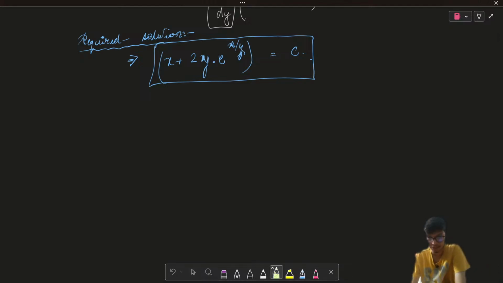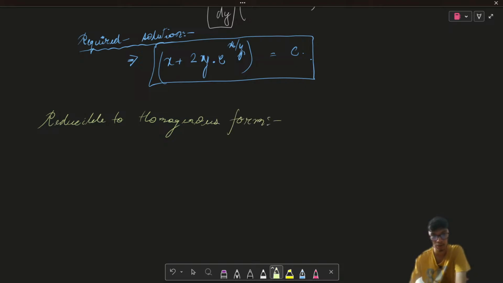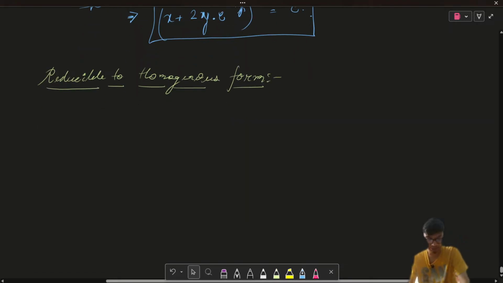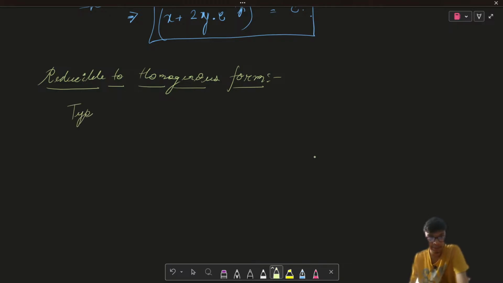So let me start today's class with reducible to homogeneous form. Some of the differential equations can be reduced to a homogeneous form. So today let us first discuss the reducible to homogeneous type of differential equation. If I start to discuss this, there are multiple types to it, so let me start discussing each of the types in detail.